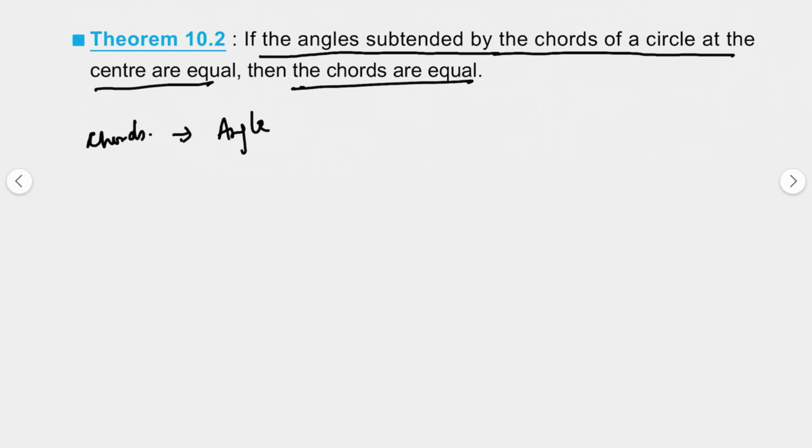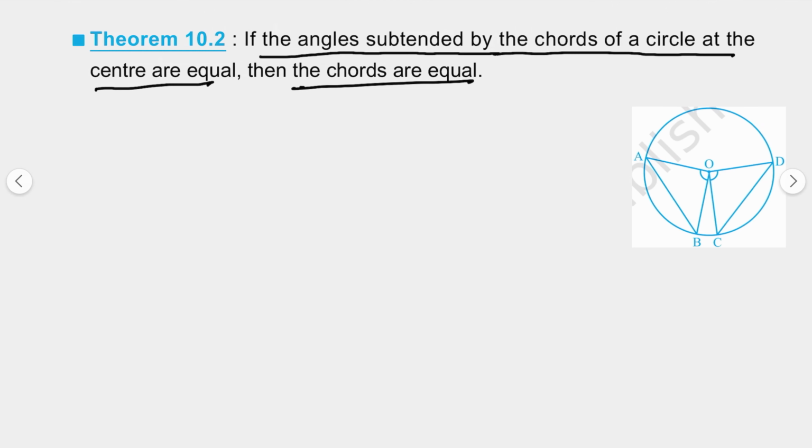Now in theorem 10.2, what we are given is that the angles subtended by the chords are equal, then the chords have to be equal. This is the converse of theorem 10.1. This is 10.1 and this is 10.2. It says if the angles subtended by the chords of a circle at the center are equal, then the chords are also equal. You can also do its proof. Let's draw its figure first. So that's the figure for this theorem.